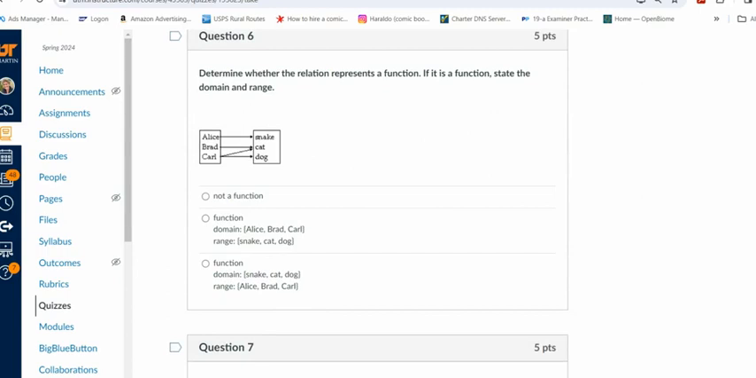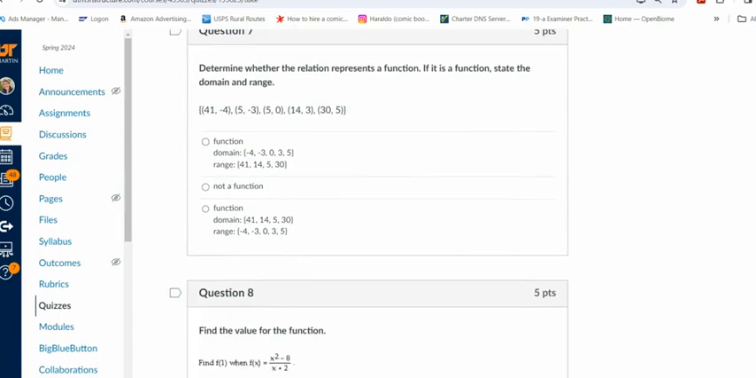All right, determine whether the relation represents a function. If it's a function, state the domain and range. This is not a function. And the reason it's not a function is because here we have the domain, here we have the range, and you're not allowed for something in the domain to be mapped to more than one thing. And Carl is in the domain, but he's mapped to more than one thing. So this is not a function. So I'll keep going.